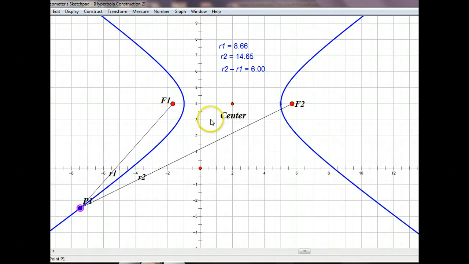Now you could imagine that if point P1 was on the other branch of the hyperbola, we would still have a difference between R2 and R1 of 6. The only difference is that R1 would be longer and R2 would be shorter.